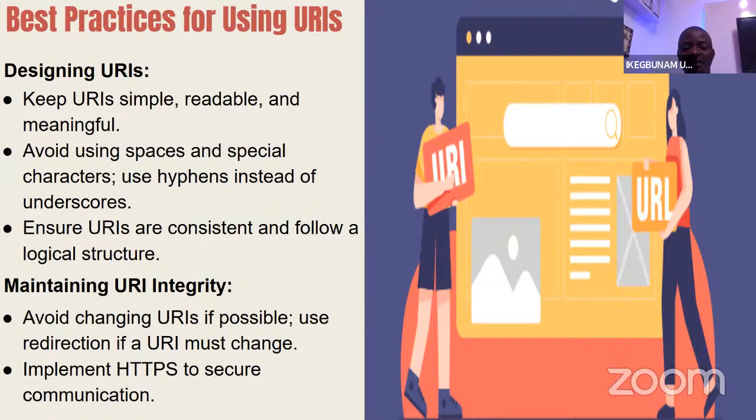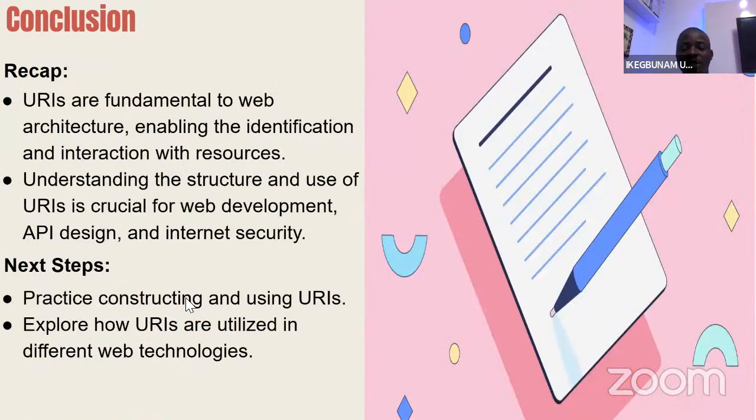Maintaining URI integrity: avoid changing URIs if possible. Use redirection if a URI must change, so that it won't bring doubt. If you may likely change your URIs, you might like to use a redirection, something like pdfdrive.net. That was their initial domain name, but if you visit pdfdrive.net, it will take you to pdfdrive.com. All right, so implement HTTPS to secure communication.